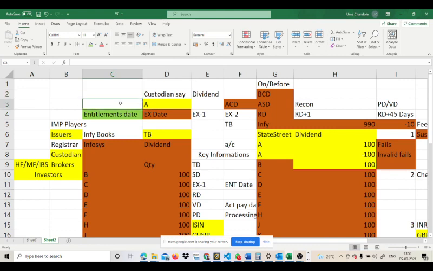So maybe the question was for the voluntary events, like the rights distributions, or maybe the subscription part or tender or buyback. So in that case the entitlement works in a different way.